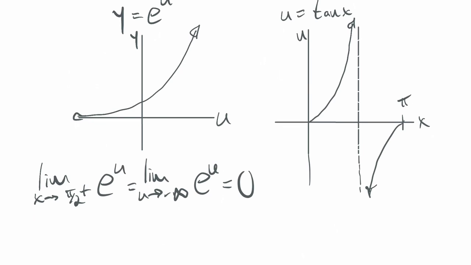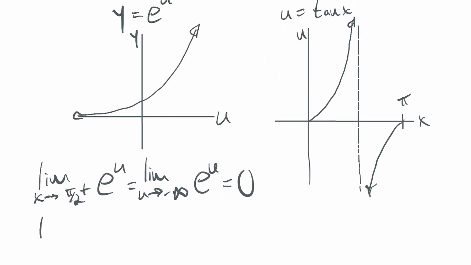So what about the other direction? What about the limit as x goes to pi over 2 from the left of e to the u? Well, if we're going to pi over 2 from the left, that means from here. So we're following the graph up. So u goes to infinity.